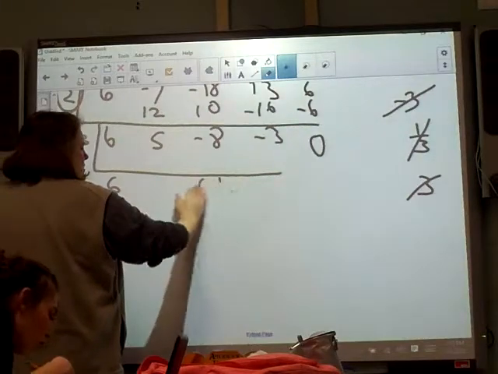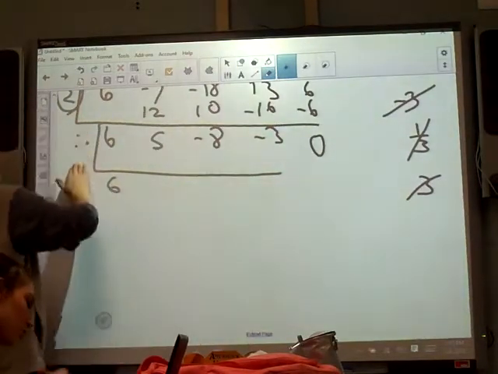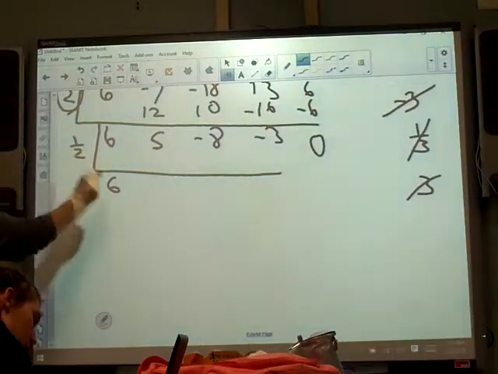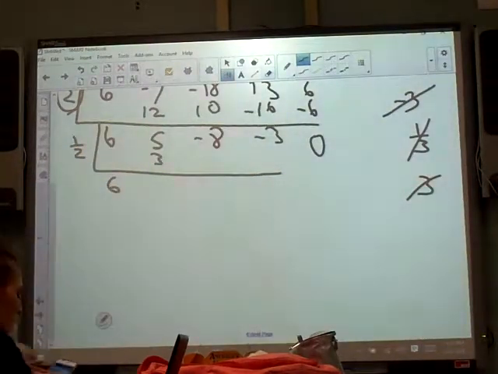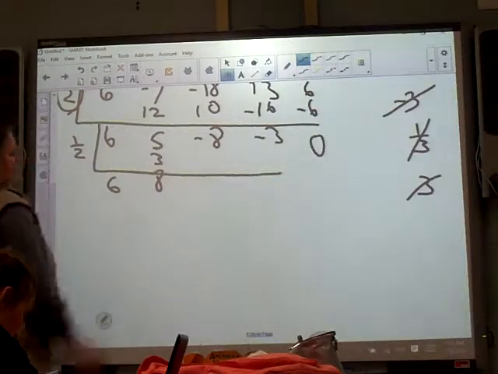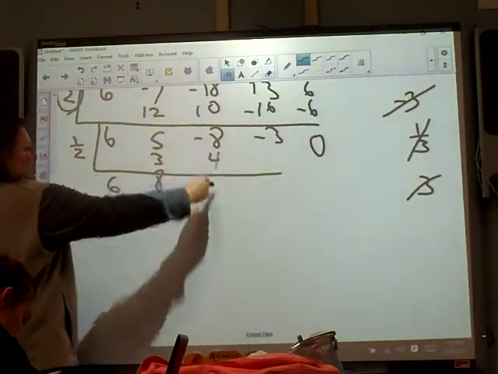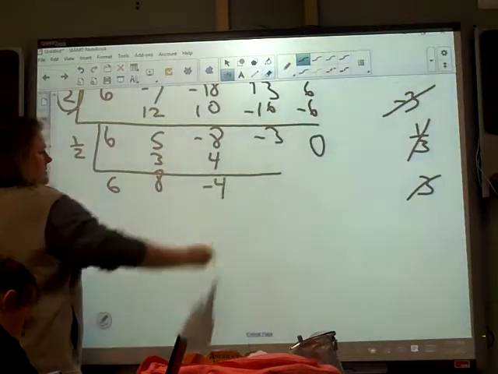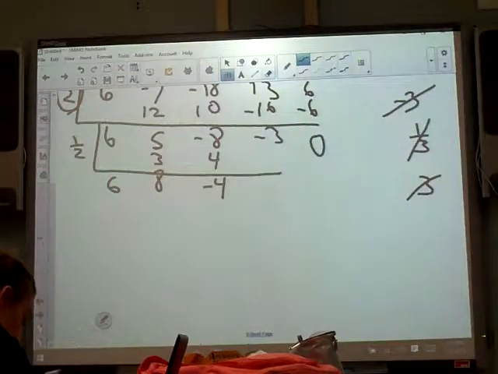Okay. Going back to Grace, she's saying a half. Half of 6 is 3. 5 and 3 is 8. Half of 8 is 4. Negative 8 and 4 is negative 4. It's not 3.